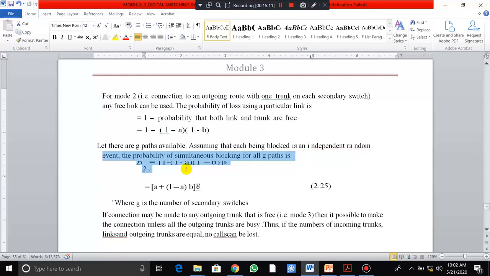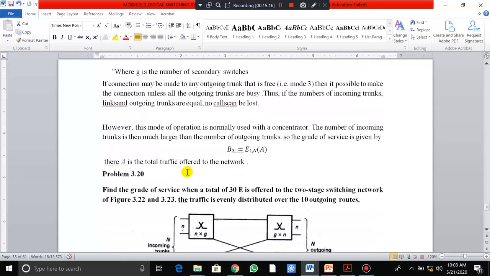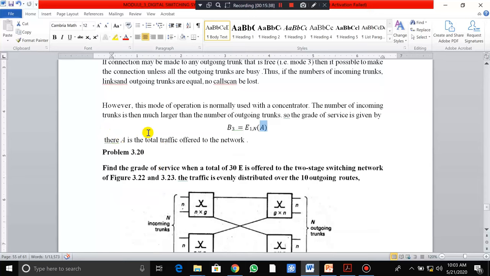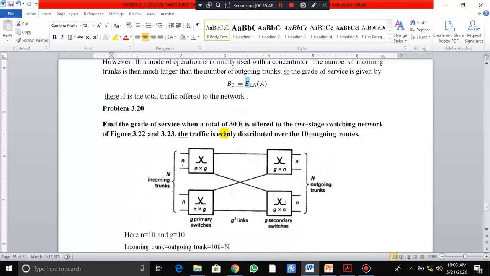However, this mode of operation is normally used with the concentrator, where the number of incoming trunks is much larger than the number of outgoing trunks. Therefore, the grade of service is given by B3, which is equal to Erlang C, the Erlang's C formula, with n and A, where A is nothing but traffic. Okay. So A is the total traffic which is measured in Erlangs. You can recall the equations which we discussed in module number 3. So this is another problem.